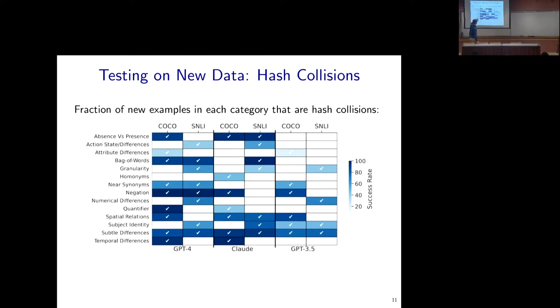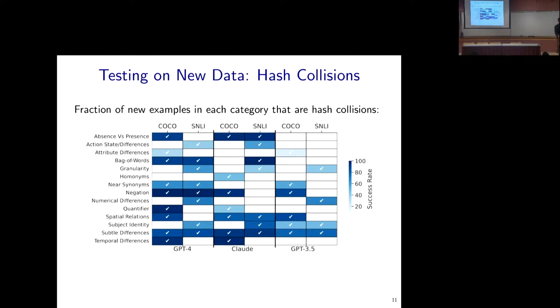Interestingly, sometimes even for the same thing, more powerful models do better. For quantifiers, GPT-4 does better than Claude. Why is that? Well, it's because of the elaboration text after the quantifier hypothesis. GPT-4 gives a richer elaboration that's more useful for generating new failures. Okay, so this is hash collisions.